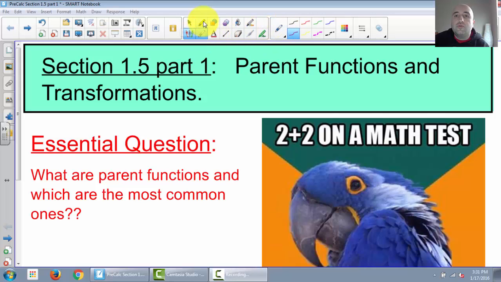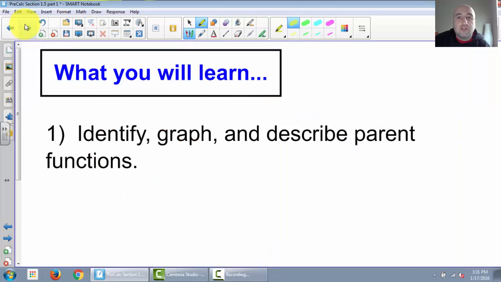All right, welcome to section 1.5, part 1. The title of the section is Parent Functions and Transformations. In this particular video in part 1, we're only going to talk about parent functions and what those are and what they look like. So what we're going to learn is how to identify, graph, and describe parent functions.